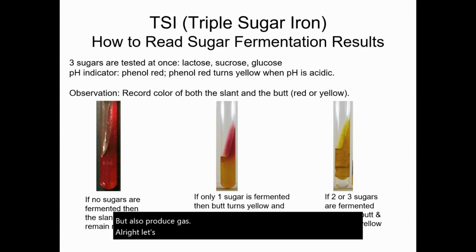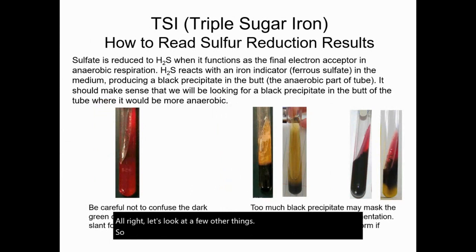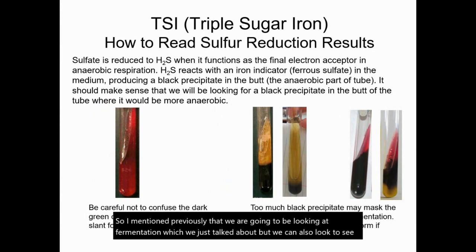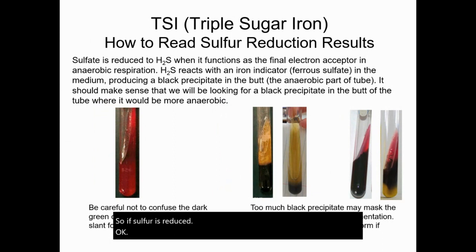All right, let's look at a few other things. So I mentioned previously that we're going to be looking at fermentation, which we just talked about, but we can also look to see if an organism can reduce sulfur as a result of fermentation. So if sulfur is reduced, then this iron indicator that's already in the TSI media is going to produce a black precipitate. And you can very clearly see the black precipitate in the right-hand pictures.